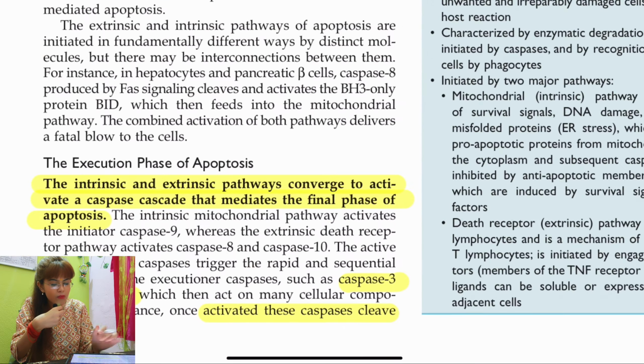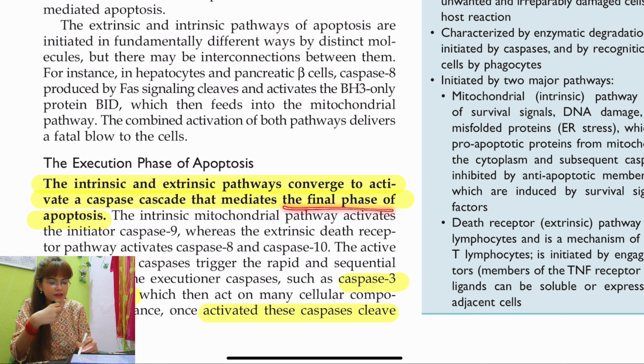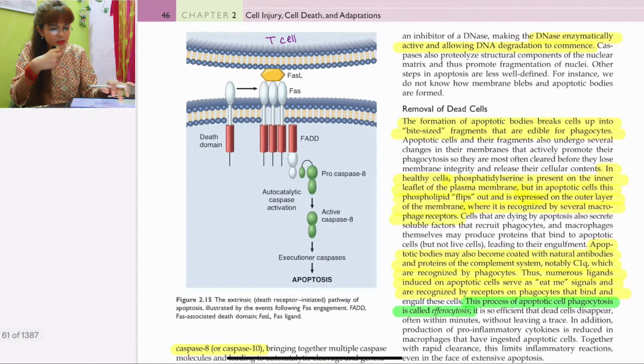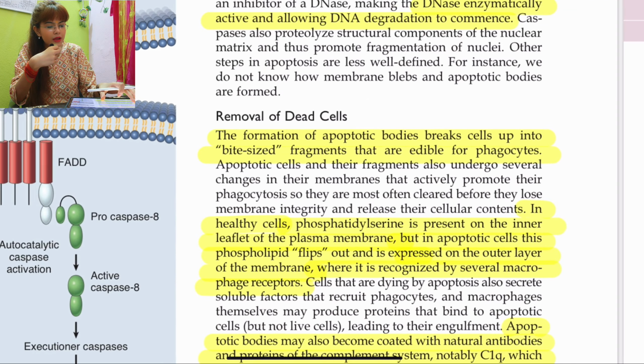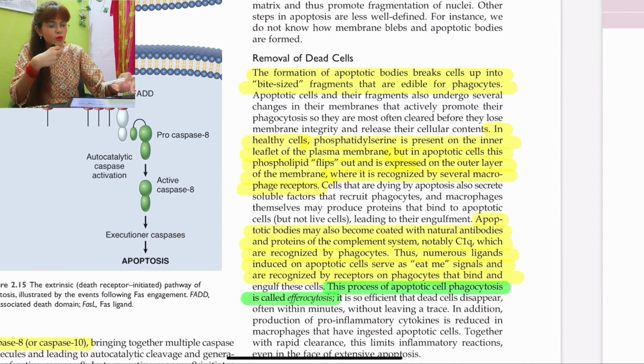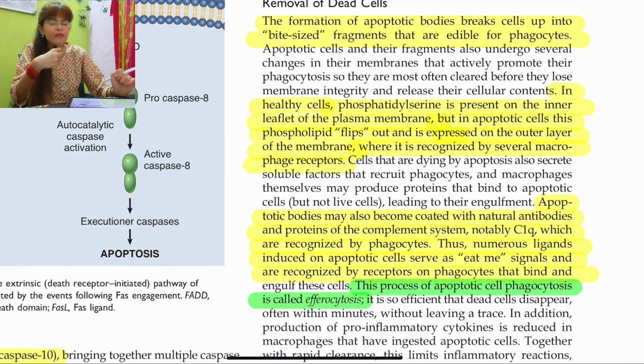Okay? So now this extrinsic and intrinsic pathway will converge into a caspase cascade that will mediate the final phase of apoptosis. It will ultimately cause activation of caspase 3, 6 and 7, and once these caspases become active, the DNases will ultimately become enzymatically active, which will cause the degradation of the cell. So once these cells are degraded, now they have to be removed. Okay, so once these cells are degraded, they form apoptotic bodies, and these will be edible by the phagocytes.